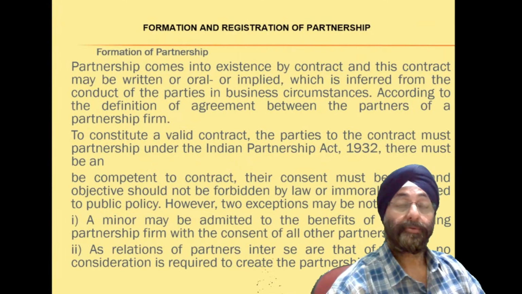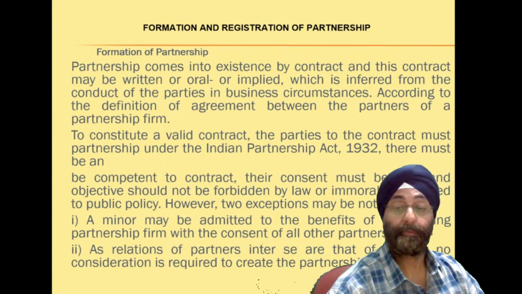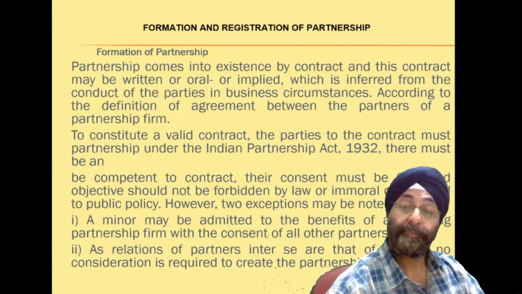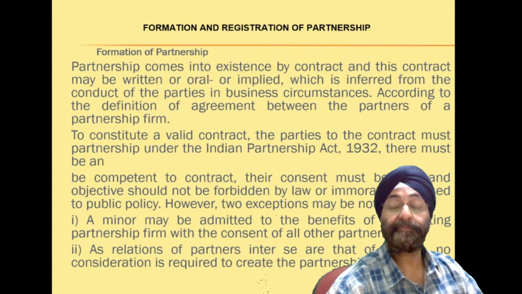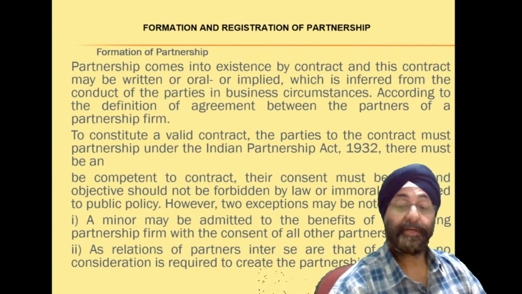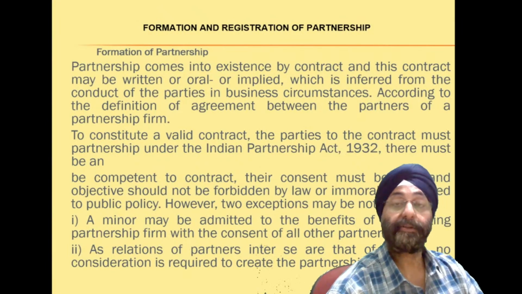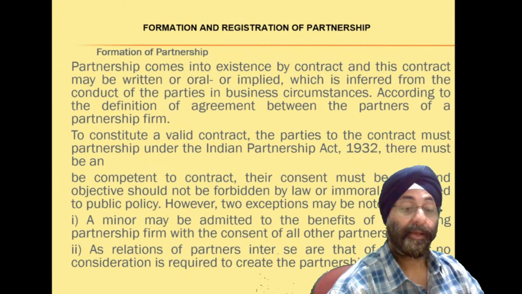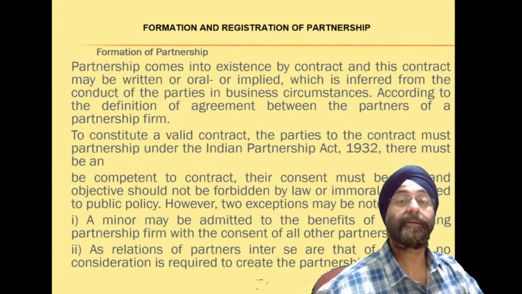be competent to enter into a contract. Their consent must be free. The object should not be forbidden by the law or immoral or opposed to the public policy. However, two exceptions may be noted. A minor may be admitted to the benefit of the existing partnership firm with the consent of all other partners. As the relation between partners inter se is that of agency, no consideration is required to create a partnership.